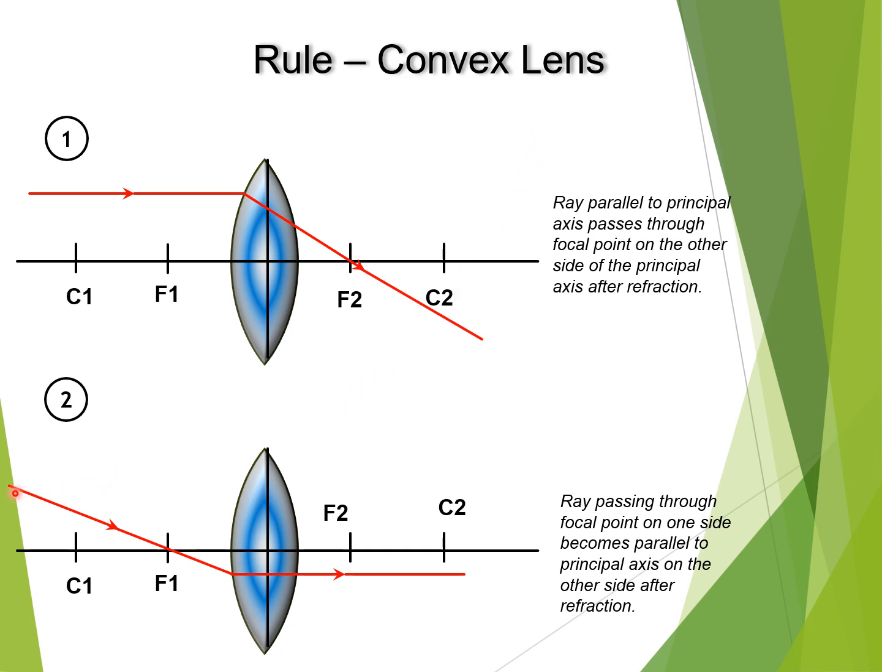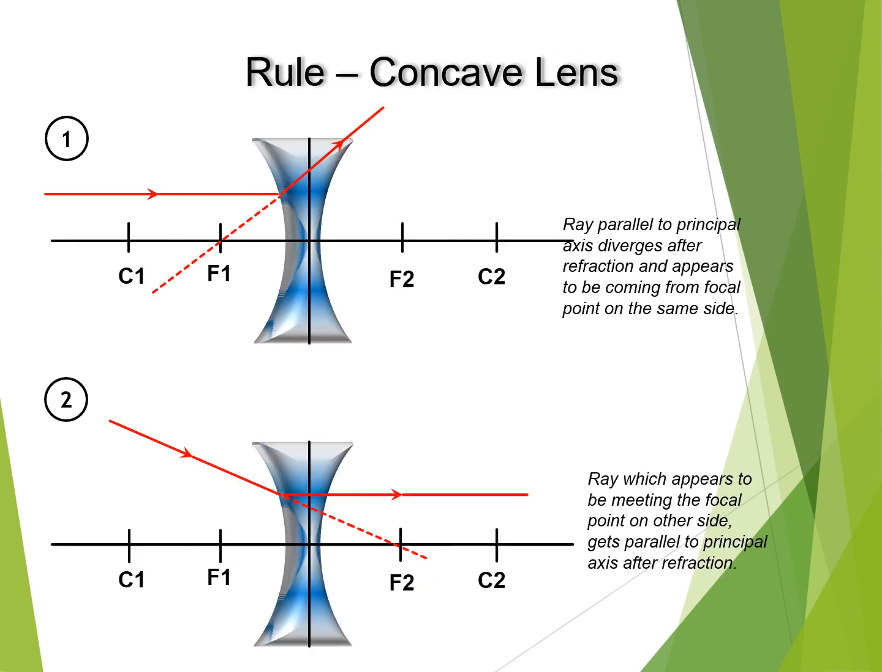Similarly, when a light ray is passing through the focal point of the convex lens, which is made out of a different medium, it gets refracted and becomes parallel to the main axis of the convex lens. This is the second rule.